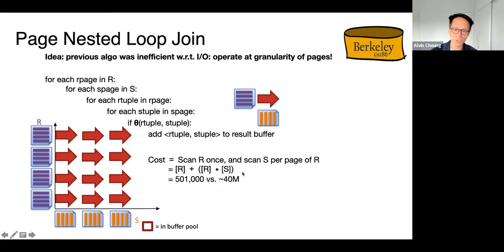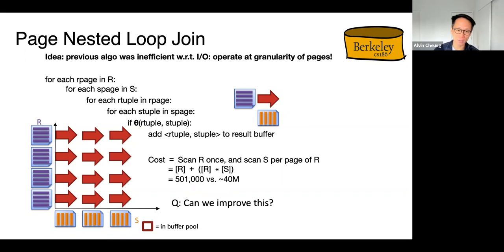So if we plug that into the formula, instead of having bar of R multiplied by square bracket of S, we now have square bracket of R multiplied by the square bracket of S. In terms of cost, if we plug in the numbers from before, we get 500,000 as opposed to 40 million that we had from before, which is awesome. The question is, can we improve this even more?